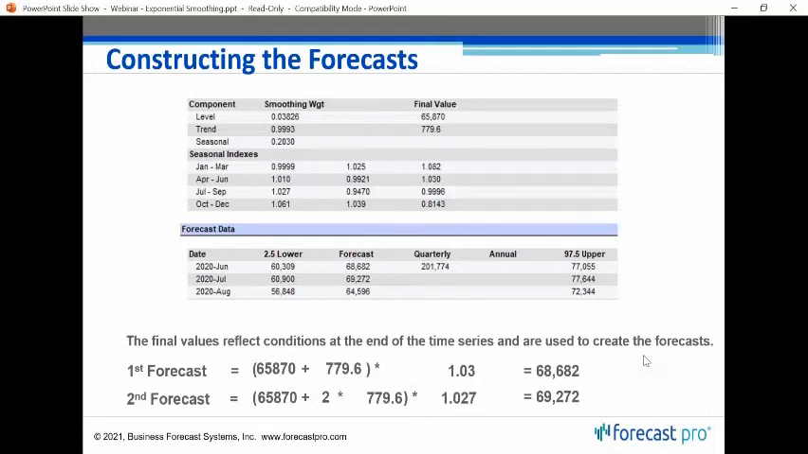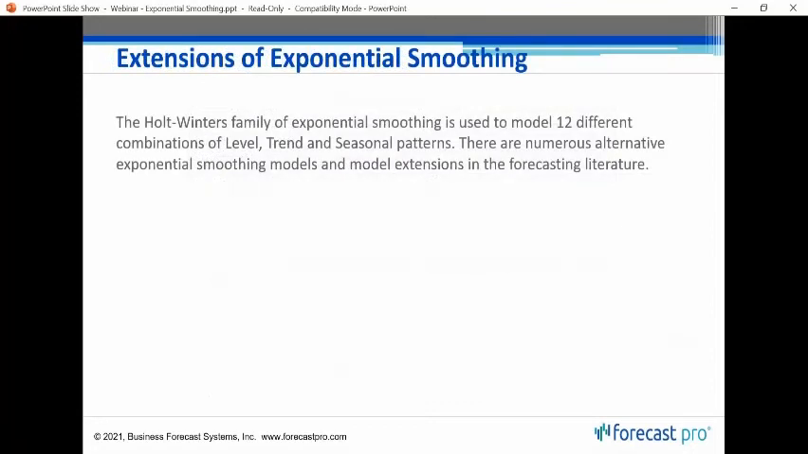So again, exponential smoothing, these basic models are very straightforward. They are capturing different types of trends and seasonal patterns. They are using an equation or a set of equations that require smoothing weights, and they tell you how much emphasis to give recent versus past history. The output from the model are the final values, conditions at the end of the data set, and those are used directly to build the forecasts. And now we're going to actually move on, and we're going to look at some extensions to exponential smoothing. And to take us on that journey, I'm going to turn the presentation over to Sarah.